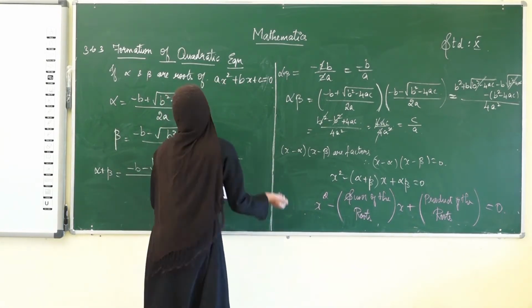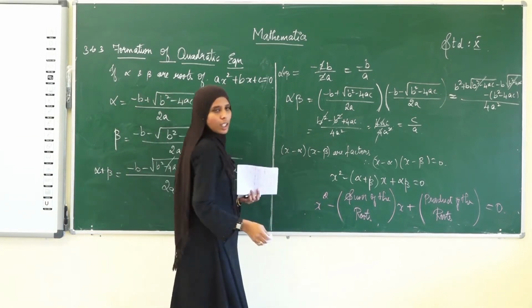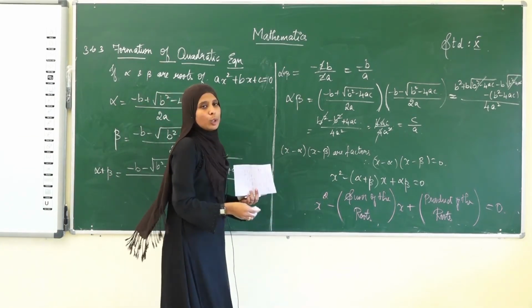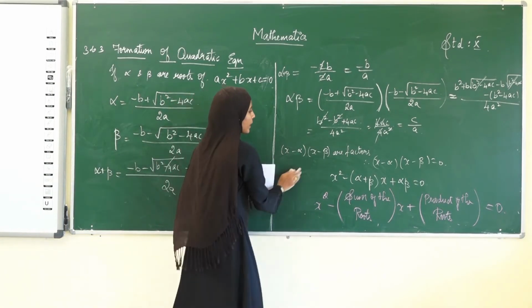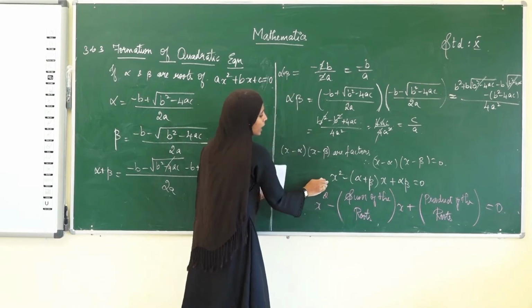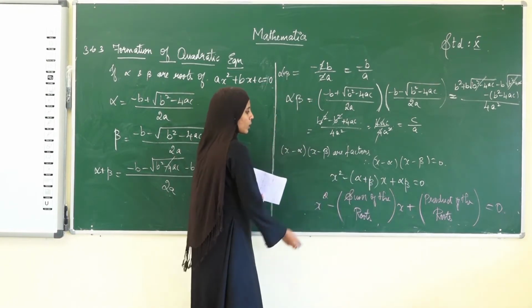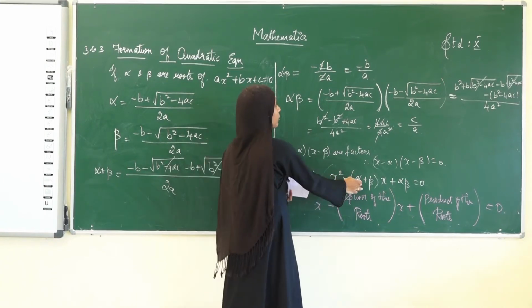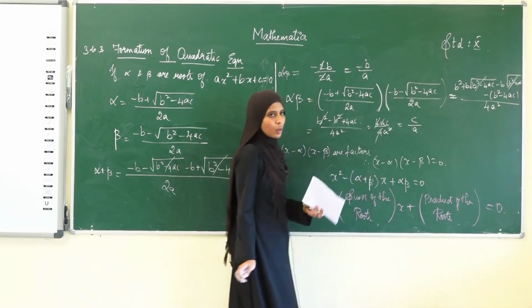Therefore, we know that if alpha and beta are the roots, the factors are x minus alpha and x minus beta. So how do we get the equation? On multiplying the factors, we get the equation. Multiplying this, we get x square minus alpha plus beta into x plus alpha beta is equal to 0. This is of the type x square minus (alpha plus beta, the sum of the roots) into x plus (alpha beta, the product of the roots) is equal to 0.